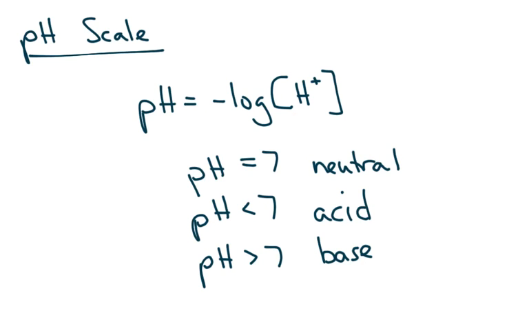We also have some logarithmic scales that pop up quite often. One of the logarithmic scales that we talked about in chemistry is the pH scale. To find the pH level of something, you do negative log of H positive, where H positive is the hydrogen ion concentration. If your pH is equal to 7, the substance is neutral. But if it's less than 7, it's an acid. And if it's greater than 7, it's a base.